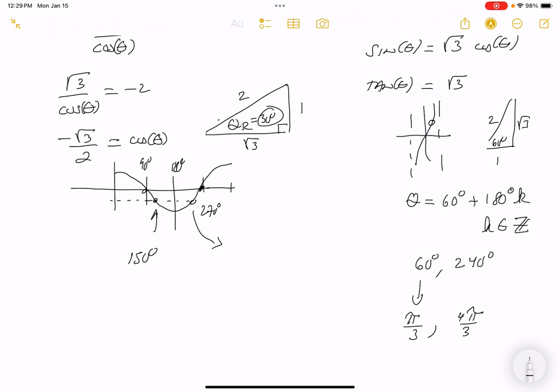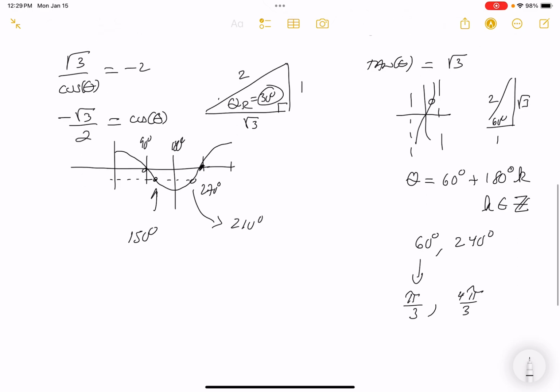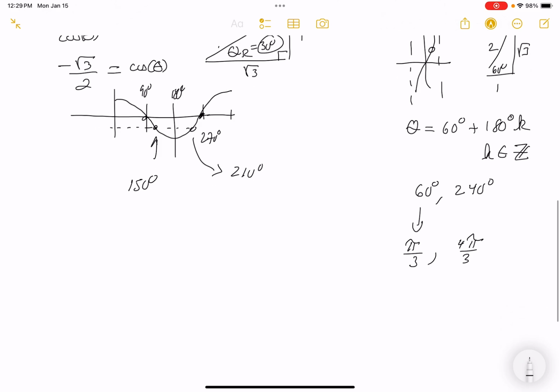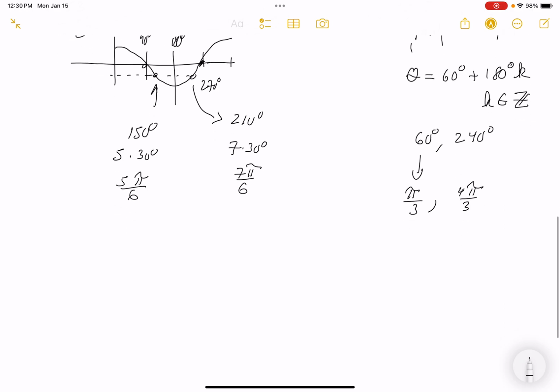What's this angle over here? Well, it's between 180 and 270. Its reference is 30. So 180 and 30 is 210 degrees. All right. I want to point out these are multiples of 30 degrees as expected. This is 5 times 30 degrees, and this can be 7 times 30 degrees. All right. What's the number there? Well, 30 degrees is going to be pi over 6. So this will be 5 pi over 6, and this will be 7 pi over 6.